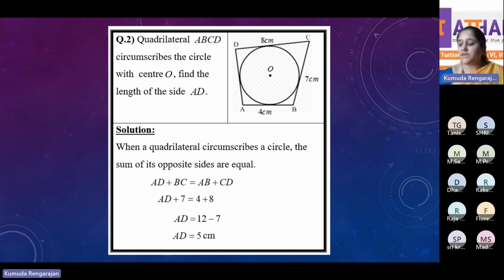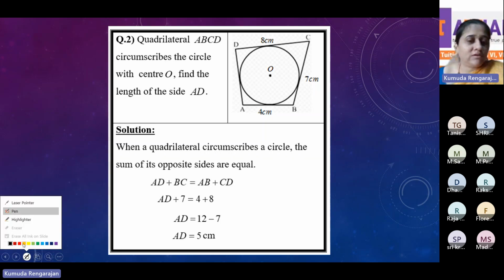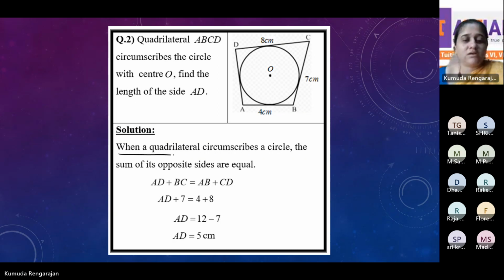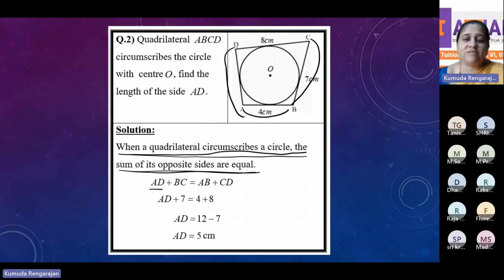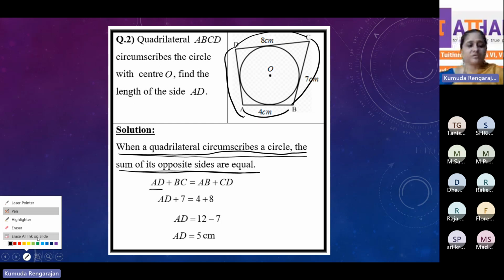Yes, children. So here again, we use the property that when a quadrilateral circumscribes a circle, the sum of its opposite sides are equal. We have proved this result in NCERT, we have a statement like this and we have proved the statement to be true. So we use that to answer this question. That means AD plus BC is equal to AB plus CD. So using this, you can find the length of the side AD. Write down, children.